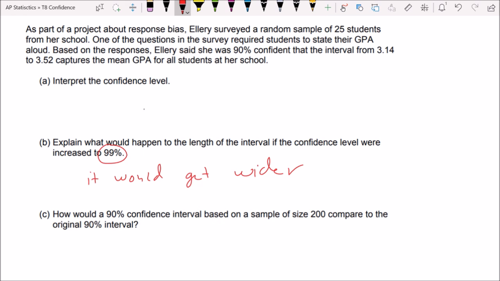What about part C? How would a 90% confidence interval on a sample size of 200 compare to the original? So we're talking about a bigger sample. So we're going from 25 students to 200 students. Well, remember, the more data you take, the more you start to zero in on the true parameter. In this case, it's the mean. So we would expect the interval will narrow.